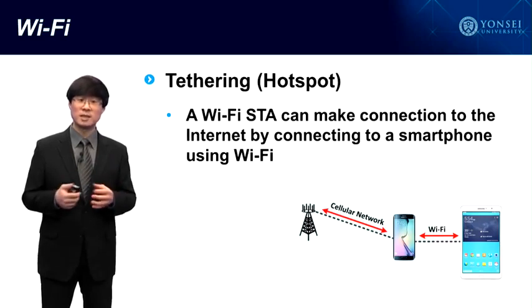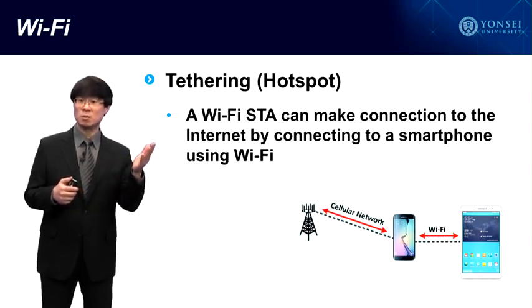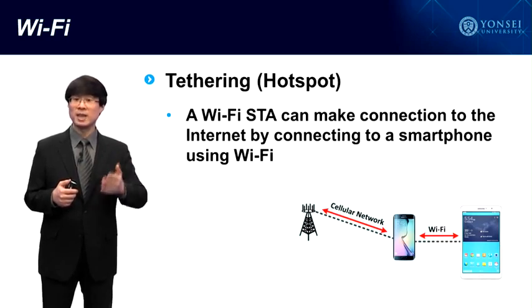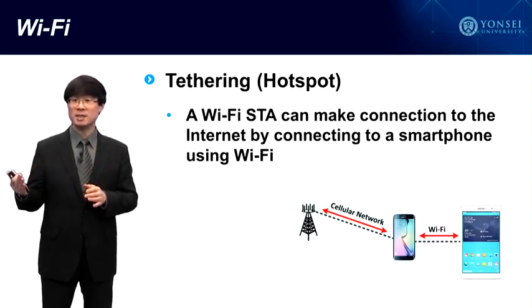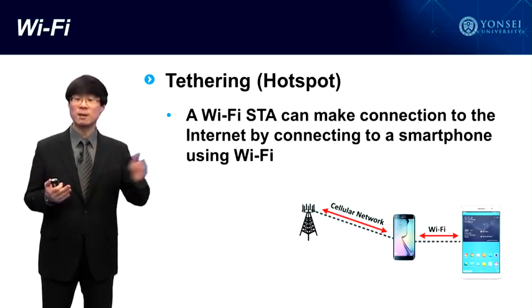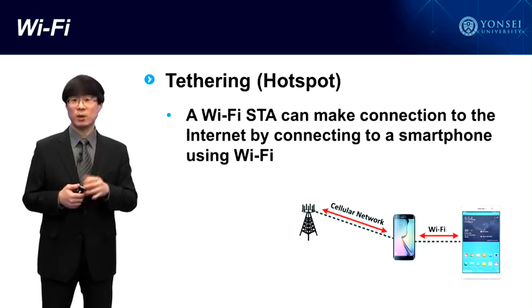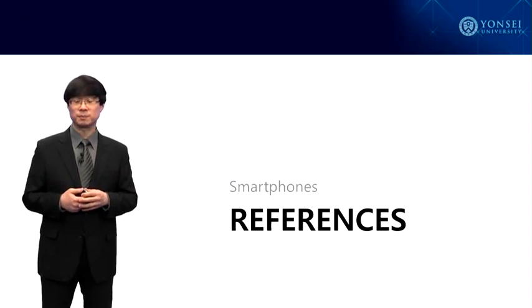In other words, you can see a device is connecting to the smartphone through Wi-Fi, and the smartphone on the other side is turned on its cellular mobile communication network and connecting to a base station. So through the smartphone, the other tablet PC device can directly connect to the internet through the tethering smartphone. And that's what this capability is.